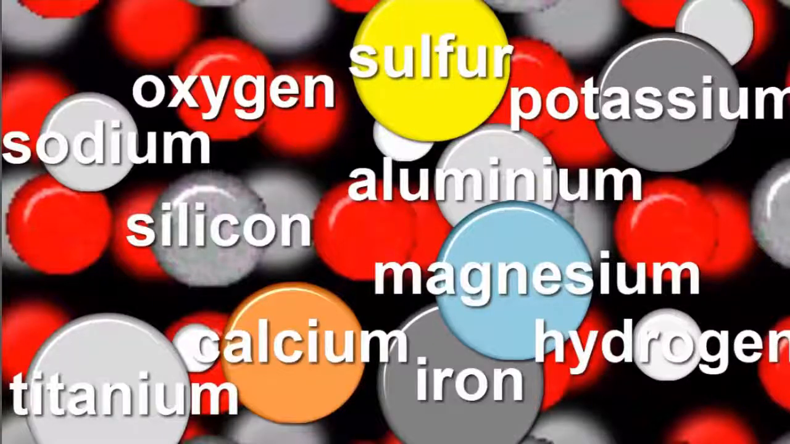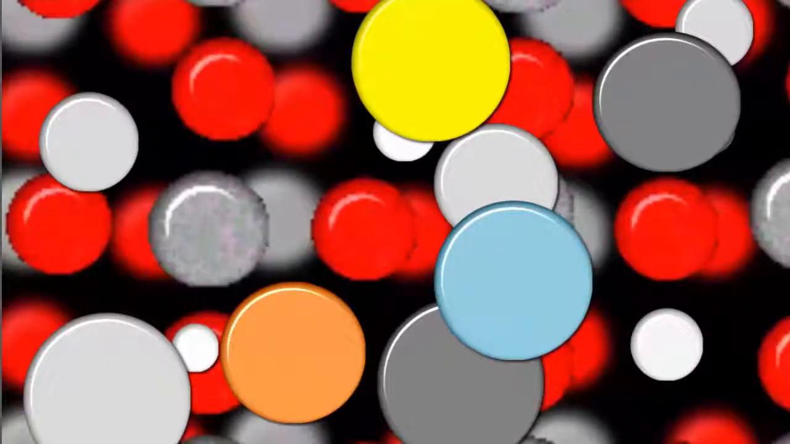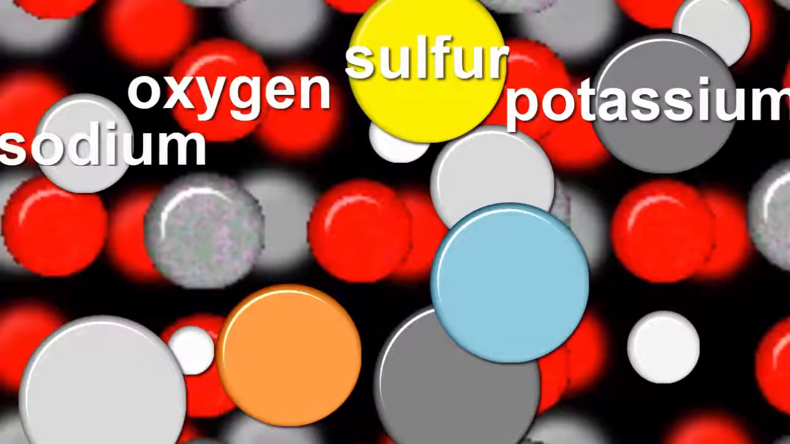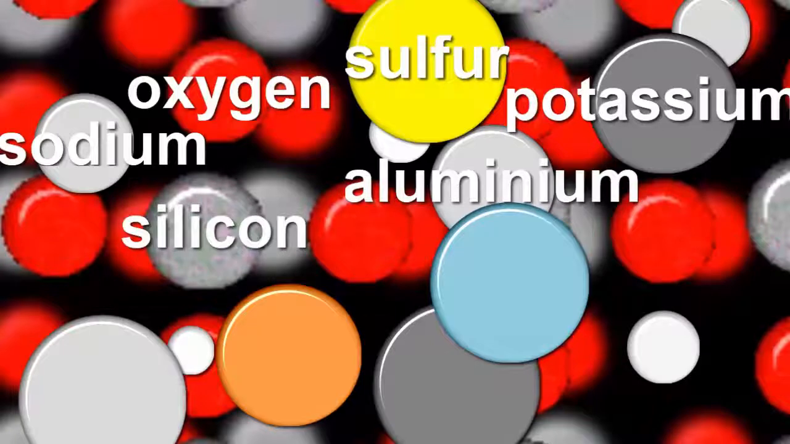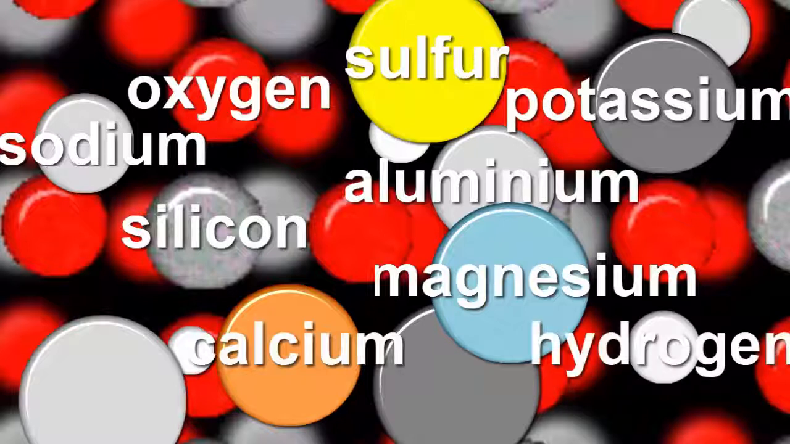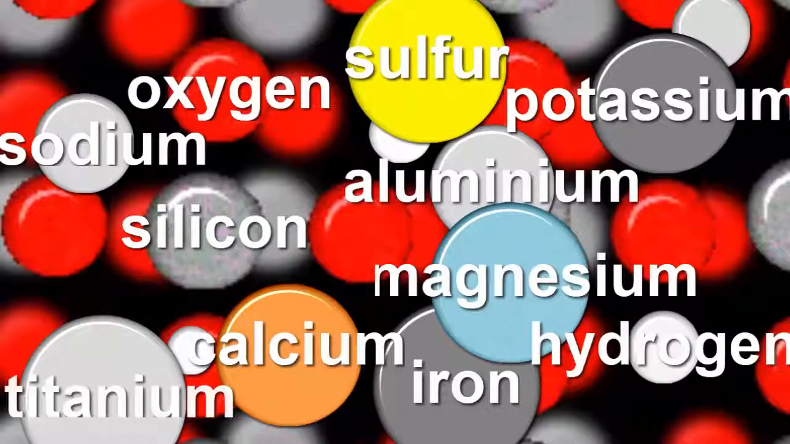Wow, that's a lot of different kinds. Take a look at their names. We're going to remove them now and see how many you can remember. Okay, let's go. How many names of the different atoms can you remember? Did you remember sulfur, oxygen, potassium, sodium, aluminium, silicon, magnesium, calcium, hydrogen, iron, or titanium?